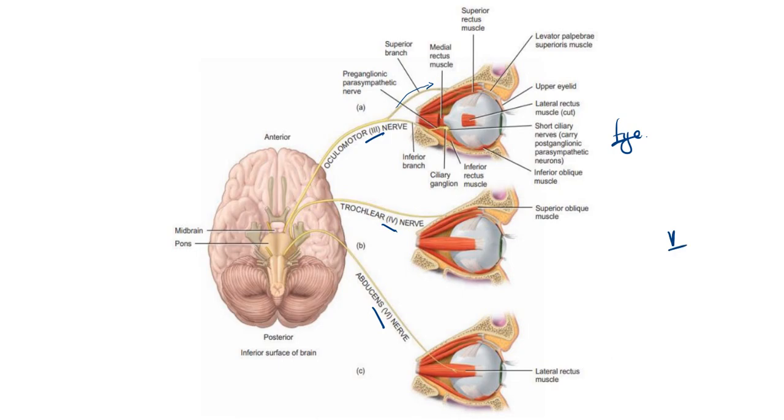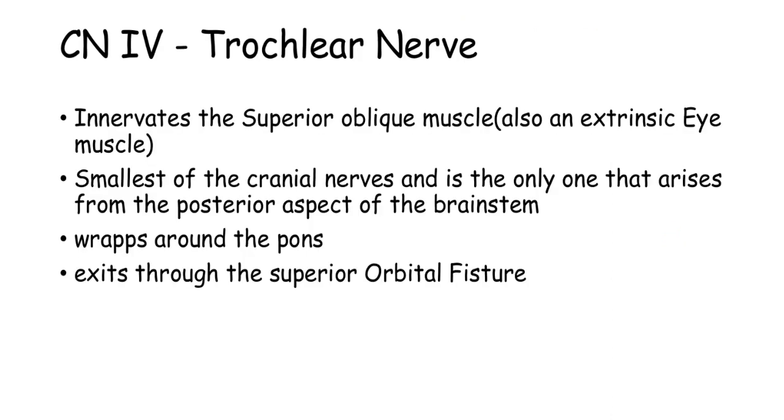So the trochlear nerve is specifically dealing with the superior oblique muscle. The trochlear nerve innervates the superior oblique muscle. It's also an extrinsic eye muscle. The reason why it's called extrinsic is because it's outside the eye. An intrinsic muscle is those smooth muscles that are responsible for contraction of the lens and also the iris as well, those ones that you can't really control voluntarily. And the smallest of these cranial nerves is the trochlear nerve, the one we're talking about, the smallest of the cranial nerves.